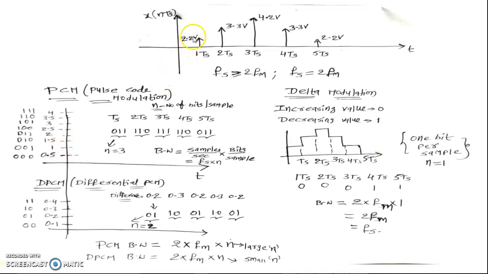Here the first voltage is 2.2 volts. So here 2.2 volts is rounded off to 2 volts. Why? Because at 2.2 volts no voltage level is there. So that's why the 2.2 volts is quantized as 2 volts. That is nothing but discretizing the amplitude. So we are discretizing the amplitude: 0.5 as a discrete level, 1 as a discrete level, 1.5 as a discrete level. So we are discretizing like this.